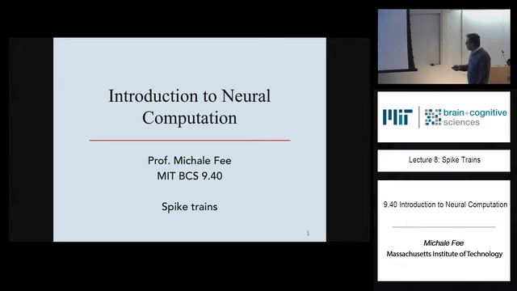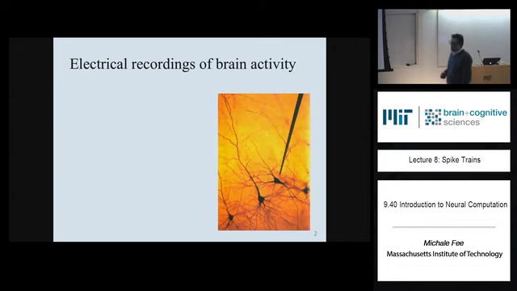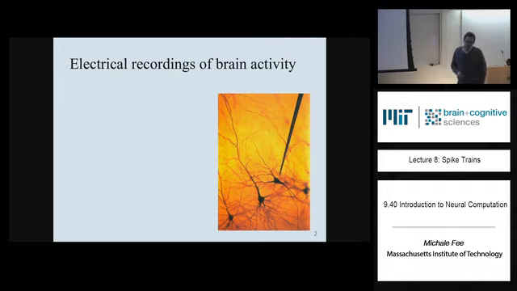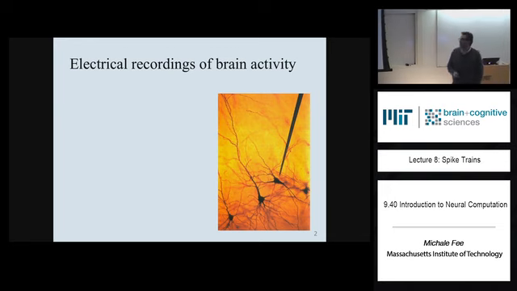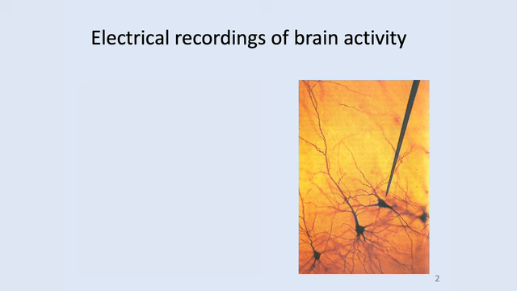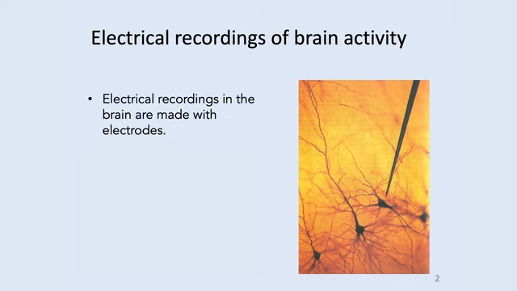So today we are going to consider how we can record electrical signals related to neural activity in the brain. And we're going to understand a little bit about how we can, in particular, record extracellular signals. So that will be the focus of today's lecture.